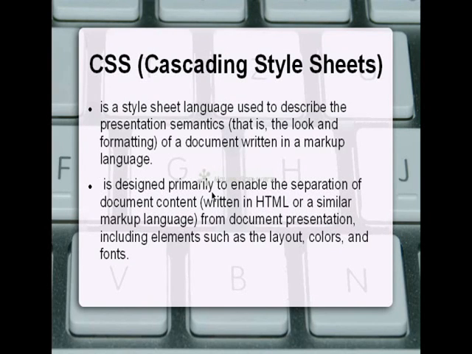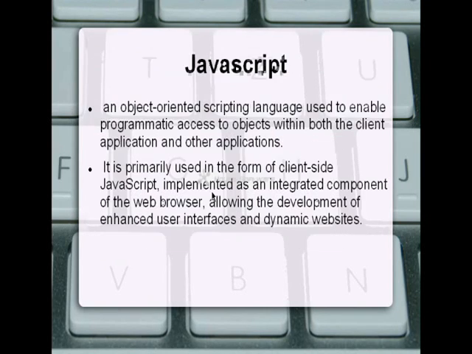CSS, or Cascading Style Sheets, is a style sheet language used to describe the presentation semantics, that is, the look and formatting of a document written in a markup language. It is designed primarily to enable the separation of document content written in HTML or a similar markup language from document presentation, including elements such as the layout, colors, and fonts.